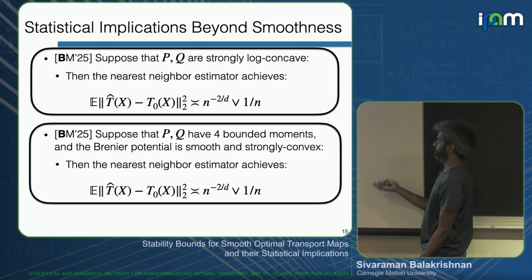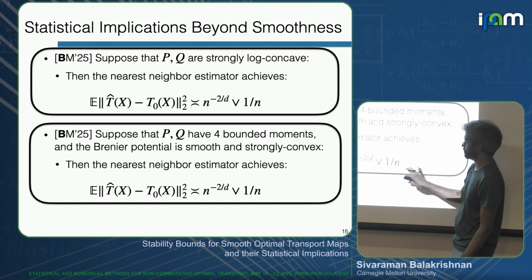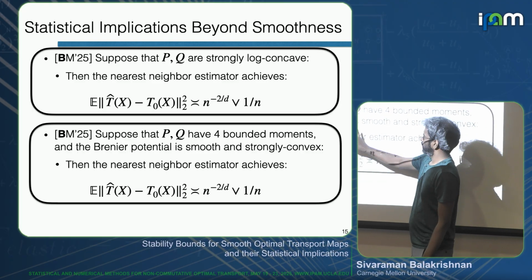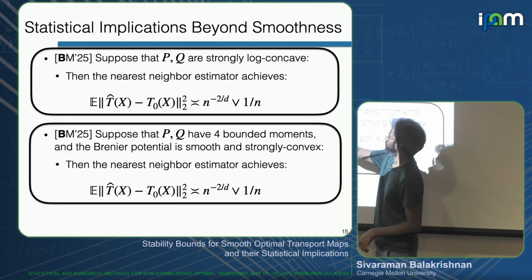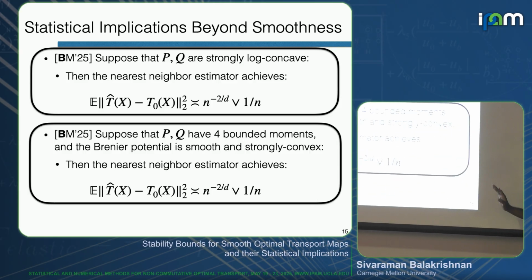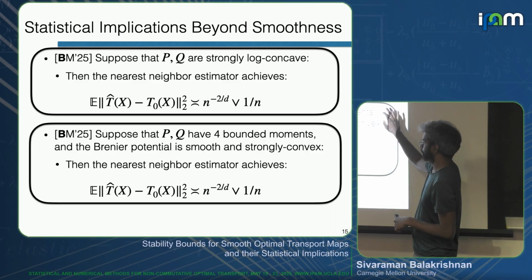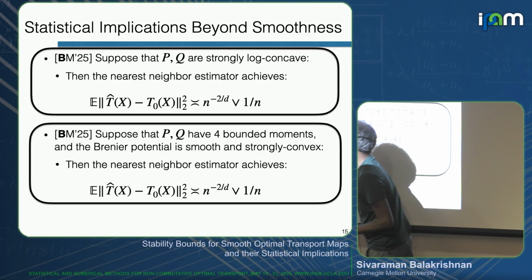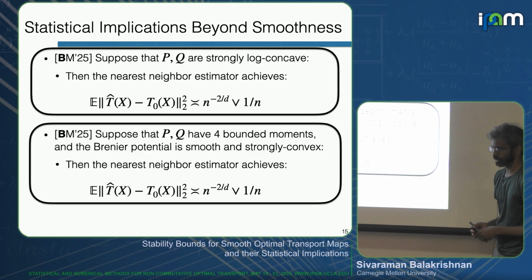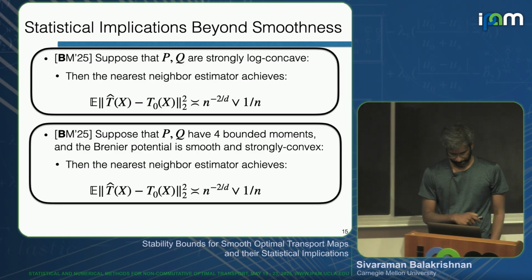And here's another thing that you can do, which is again highlighting that the nearest neighbor analysis is actually very robust. Suppose I give you two distributions that have 4 bounded moments, and you assume this Brenier regularity condition. Then again, that's all you need in order to say that the nearest neighbor map is a consistent estimate and achieves this n to the minus 2 over d rate.